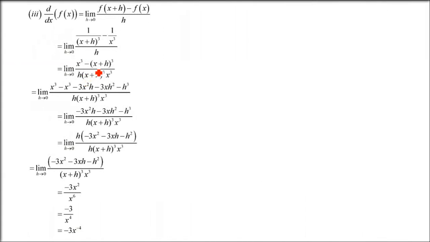Now the third one is 1 by x cube. As I said, there are 15 parts of the first question only, 15. So f(x) is 1 by x cube. So just put it here: 1 by (x plus h) whole cube minus 1 by x cube, divided by h. Divided by h we will take at the last.